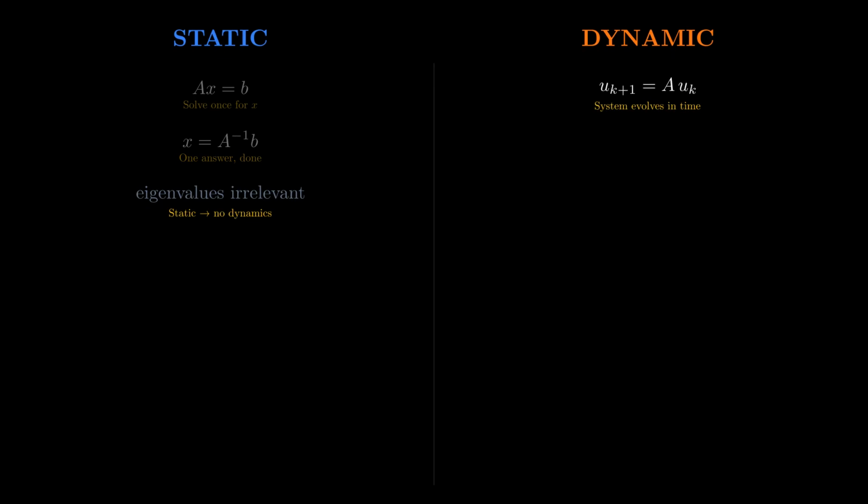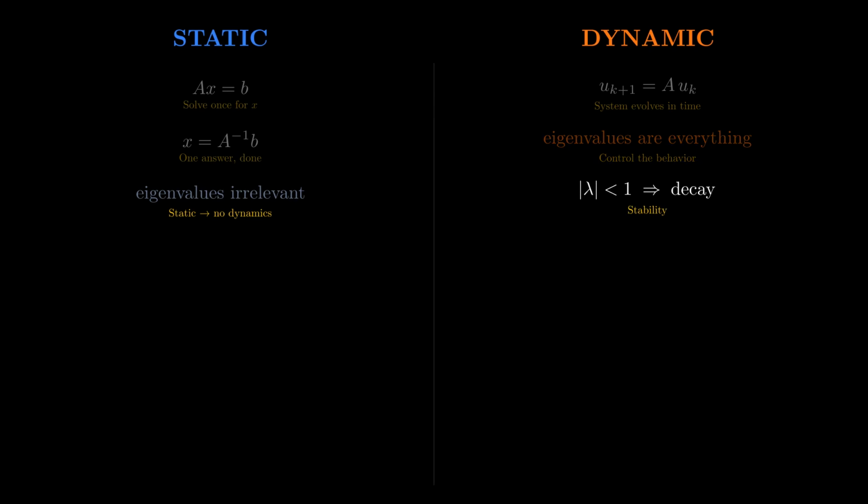Step back and see the bigger picture. Linear algebra really has two personalities. The static problem asks Ax equals b. Solve once, find x, done. Eigenvalues are irrelevant here. The dynamic problem asks u sub k plus 1 equals A times u sub k. The system evolves in time. And here, eigenvalues are everything.